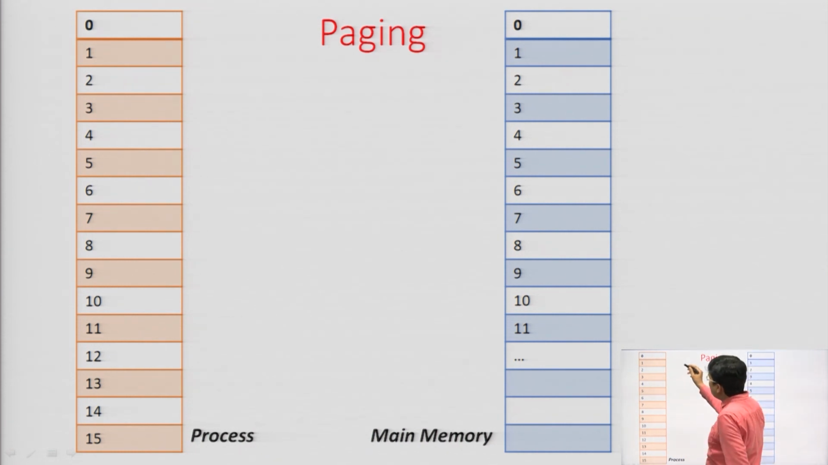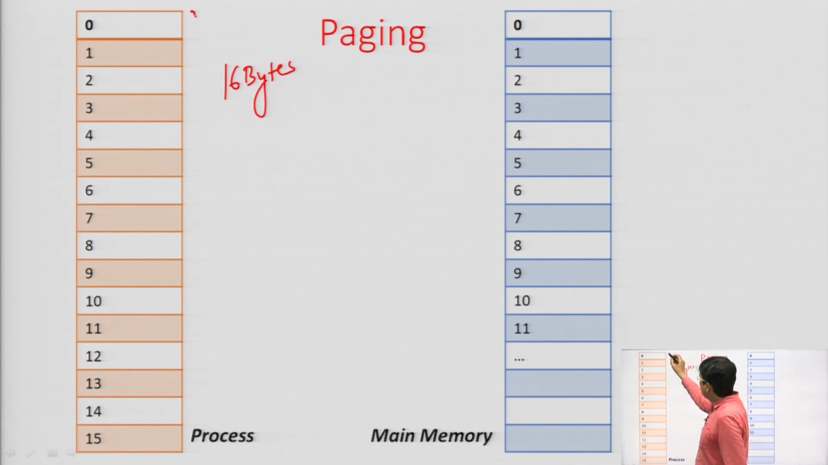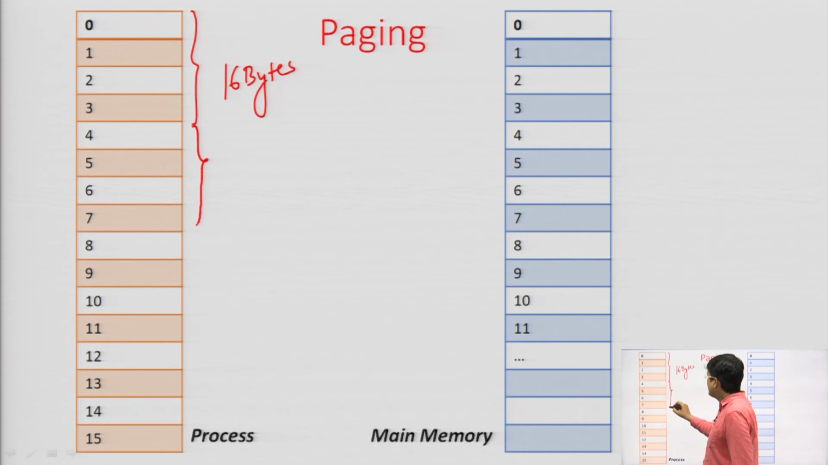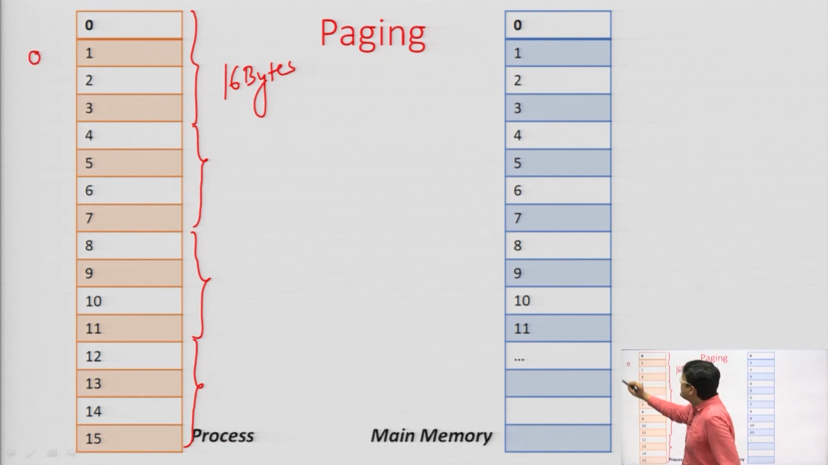Let us say the process has 16 bytes, or the size of the process is 16 bytes, and we have divided these 16 bytes into, let us say, 4 byte pages. So, page number 1 contains 4 bytes, page number 2 contains another 4 bytes, page number 3 contains another 4 bytes, and page number 4 contains the last 4 bytes. So, the first 4 bytes are referring to my first page and I will call that page number 0.